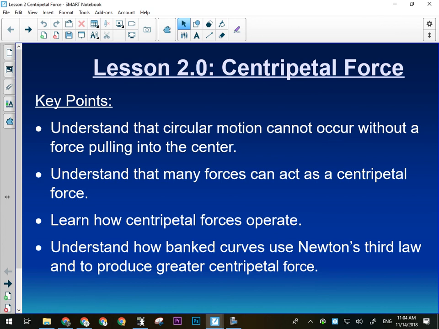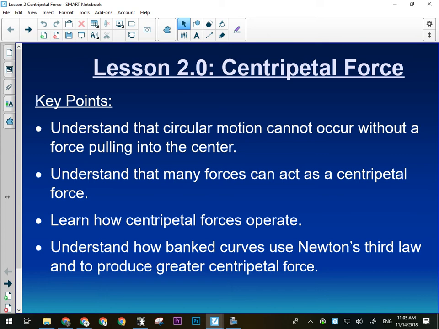All right, so we talked about centripetal acceleration. We talked about what it means to travel in a circle at a uniform speed. Now we're going to look at the force that causes that to happen. Centripetal force can work in both uniform and non-uniform circular motion, but we're going to look at it initially from a uniform circular motion perspective, where the speed is not changing. Circular motion cannot occur without this force pulling into the center.